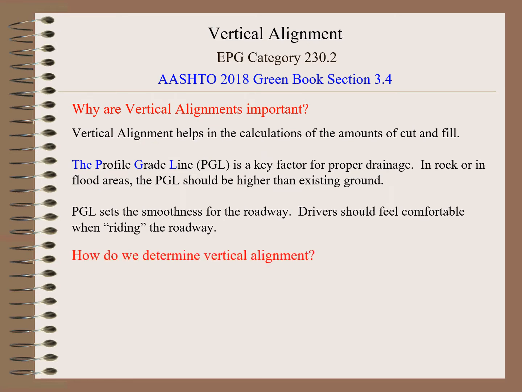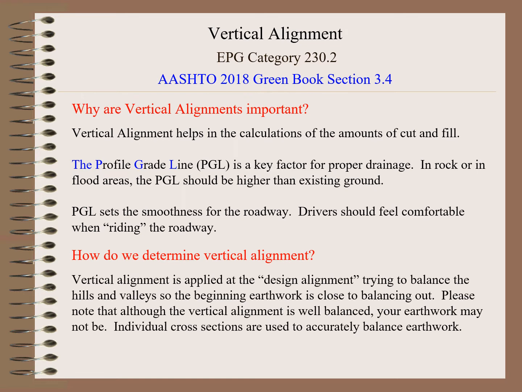How do we determine a vertical alignment? A vertical alignment is applied at the design element, and you're trying to balance the hills and valleys so that the beginning earthwork is close to balancing out. Please note, though, that even though the vertical alignment is well balanced, your earthwork may not be. Individual cross sections are used to accurately balance earthwork.